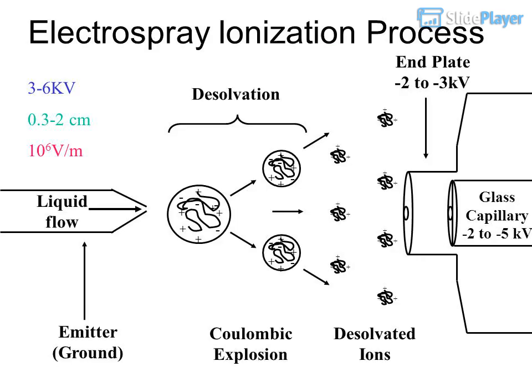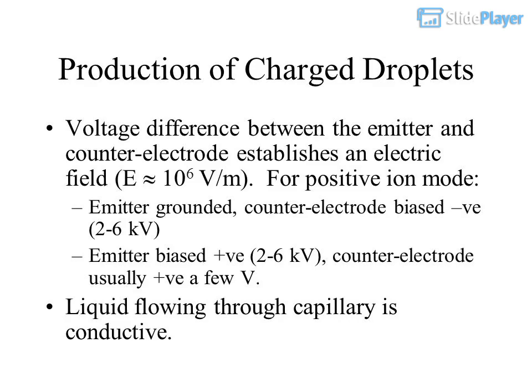Electrospray ionization process. Emitter, ground. Desolvation, Coulombic explosion, desolvated ions. Glass capillary, -2 to -5 kV. End plate, -2 to -3 kV. 3 to 6 kV, 0.3 to 2 cm, 10^6 volts per meter. Liquid flow. Production of charged droplets.